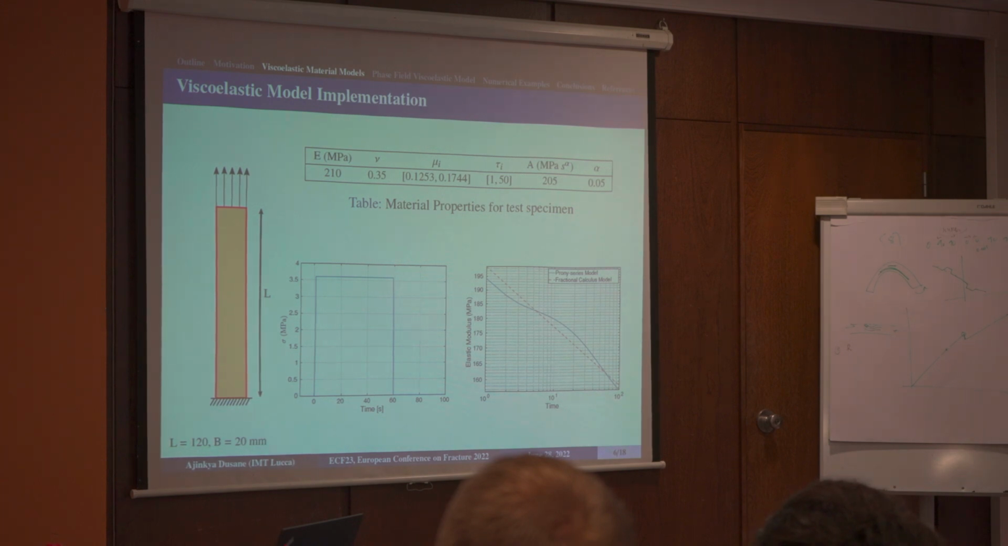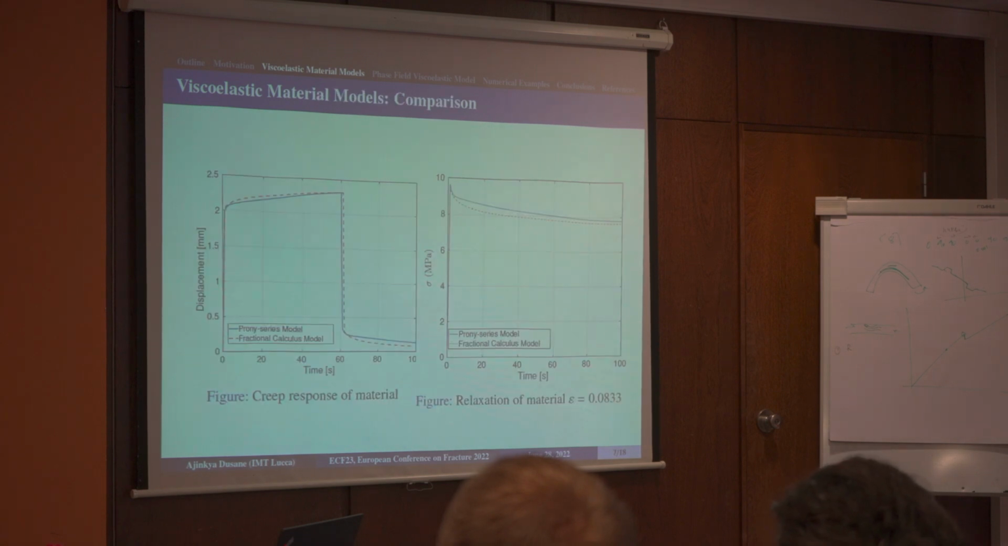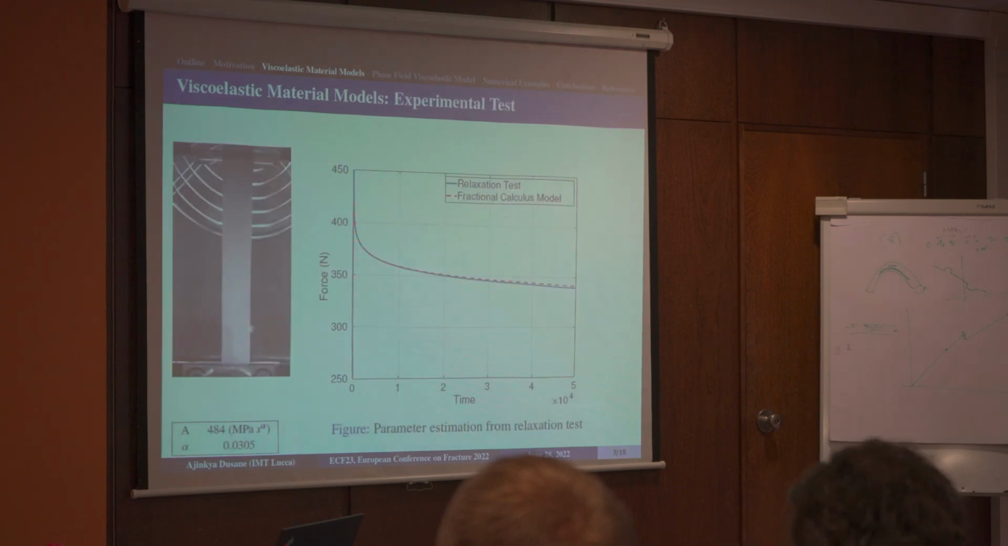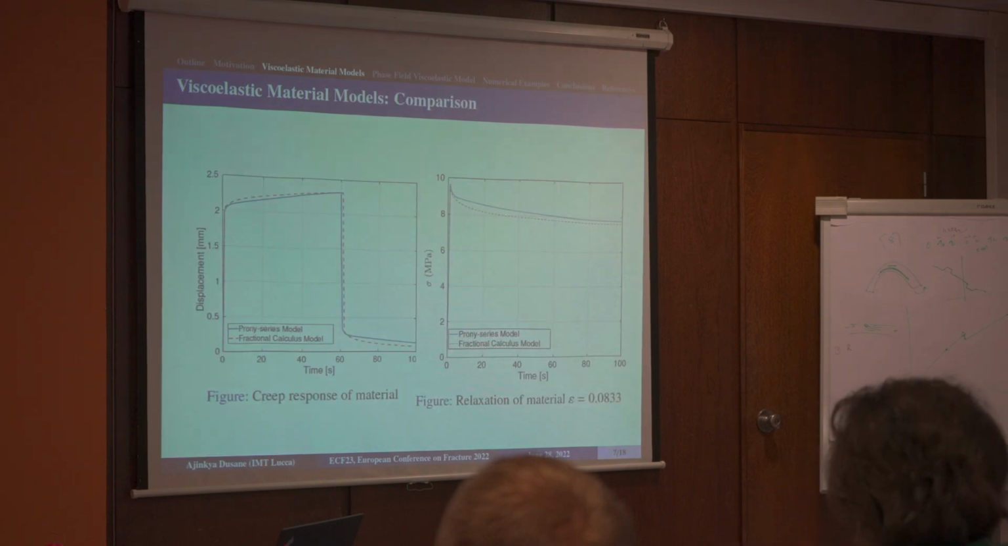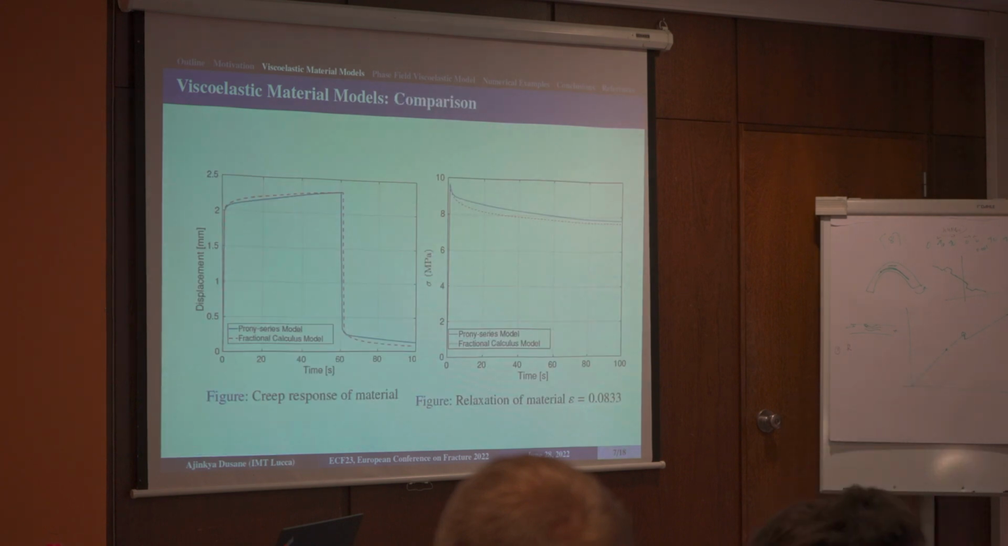First, for the Prony series, I considered two values of shear relaxation modulus and time periods, and based on curve fitting, I found the values of A and alpha. Now both models are giving a good response together, and you can see the creep response here, and this is for the relaxation of the material, which is obtained at a strain level of 0.0833.